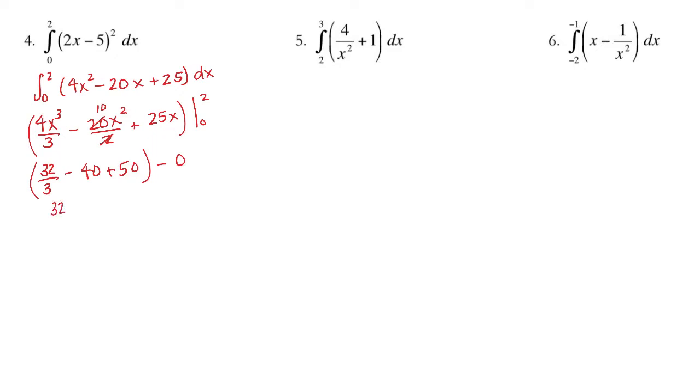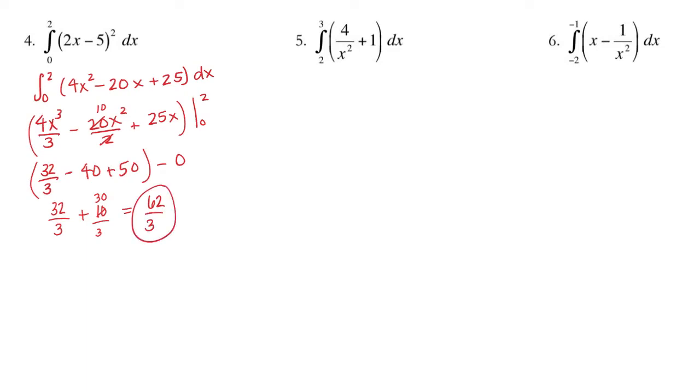So we have 32 over 3 plus 10. So we know that if we change this, that's going to be 3 on bottom and 30 on top. So we have 62 over 3.